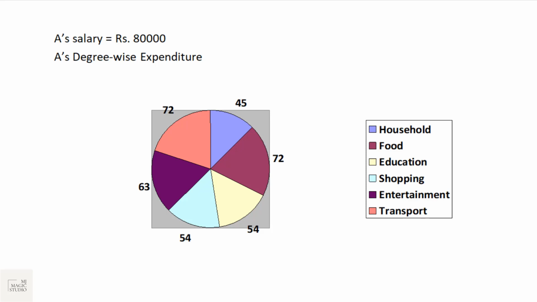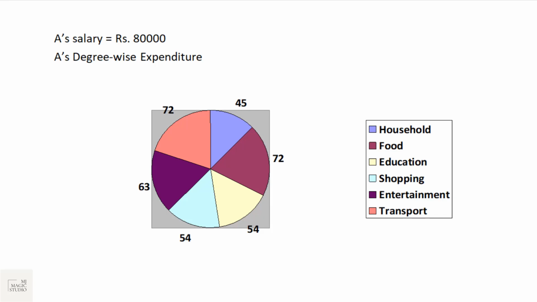Next three questions would be MCQ-type data interpretation. This time we have taken up a pie chart, and the pie chart shows degree-wise expenditure of A's salary, that is, out of 80,000 rupees, how he is distributing his expenditure.